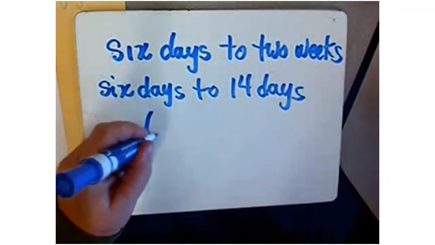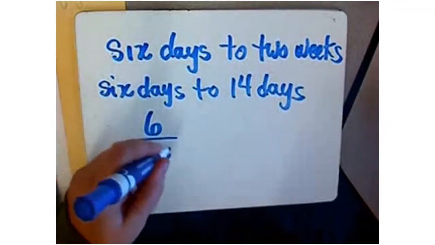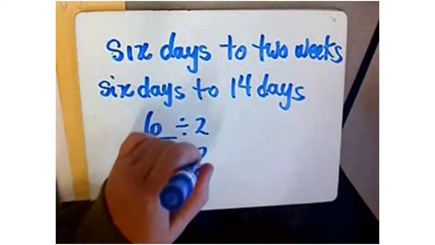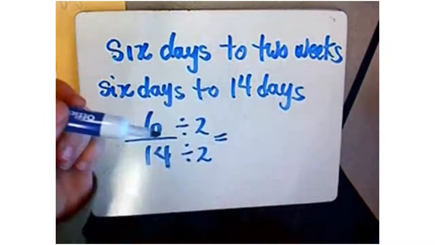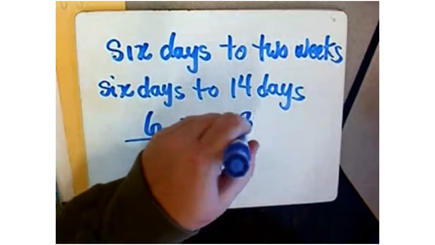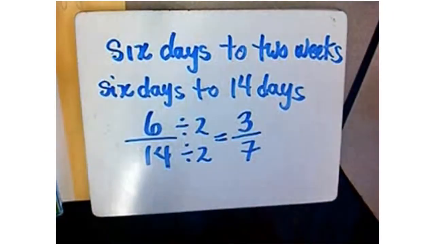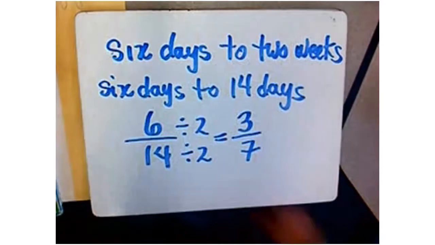So then we would write 6 over 14. Both of those are divisible by 2. Both 6 and 14 have a greatest common factor of 2, so we get it down to 3 to 7. So for every 3 days, there's 7 days. For every 3 weeks, there's 7 weeks.